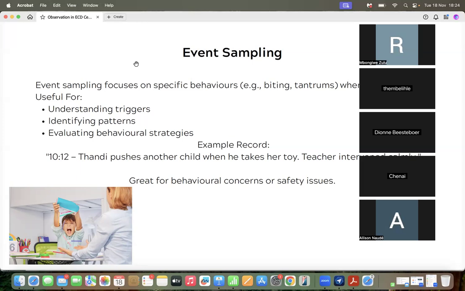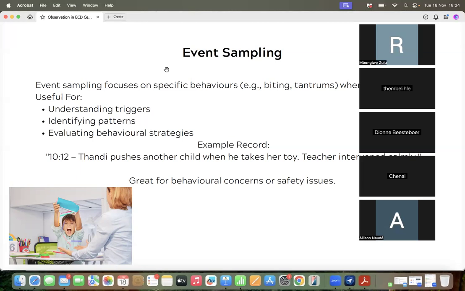And then I've just got a quick question here. The example is Tandi pushed another child when that child tried to take the toy. So the teacher comes in, she calmly explained to them, they mustn't fight about a toy, we share. So this is not really a question with a right or wrong answer, but it's just for me to understand that you understand what I'm explaining: what might be the trigger for Tandi to push another child over the toy?